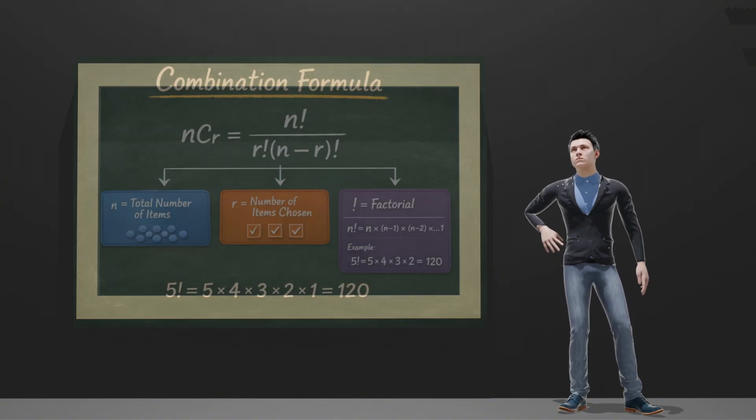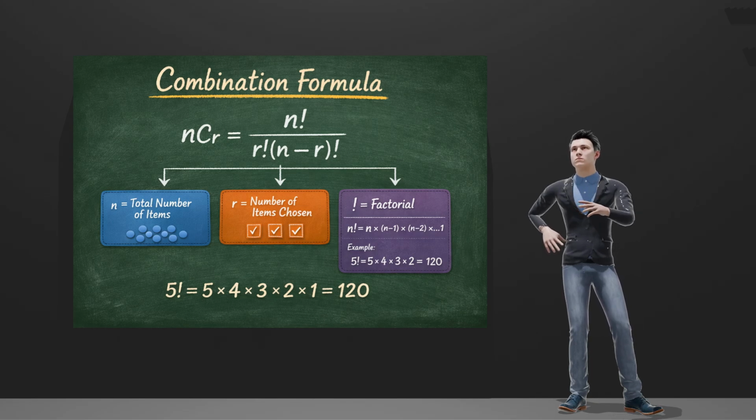To calculate combinations, we use the following formula. nCr equals n factorial divided by (r factorial times (n minus r) factorial). In this formula, n represents the total number of items available, while r represents the number of items to be selected. The symbol factorial, written as an exclamation mark, refers to the product of a number multiplied consecutively by all positive integers below it down to 1.